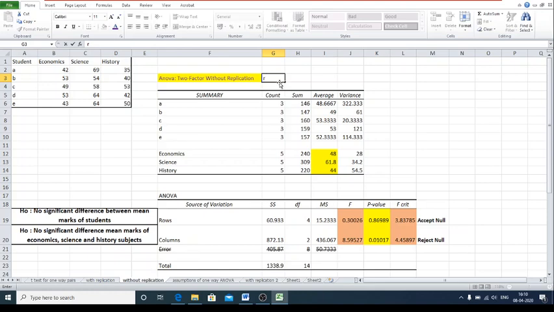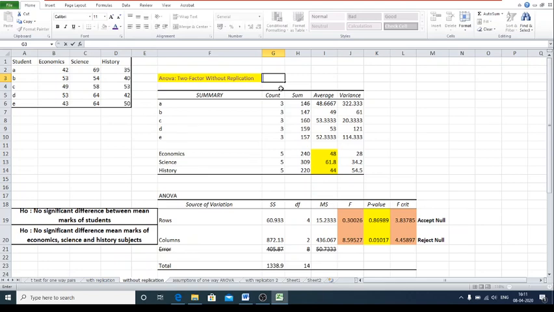Hello students, in the last lecture we did single factor or one-way ANOVA. In the present lecture we are talking about two-factor or two-way ANOVA. There are two cases in two-way ANOVA. The first one is without replication and the second is with replication. First we are looking at without replication.